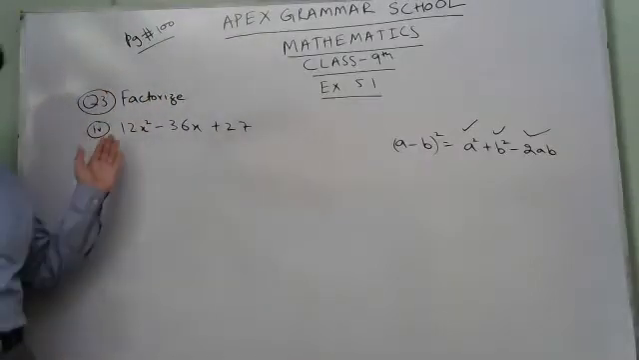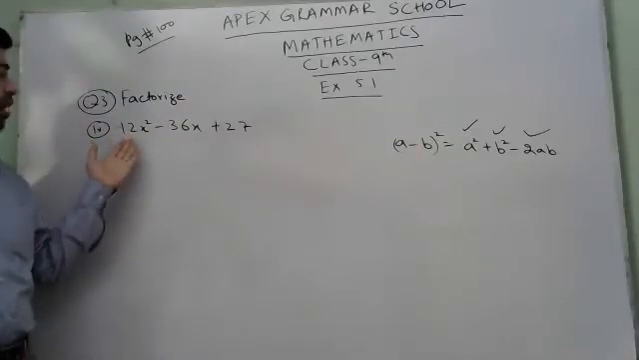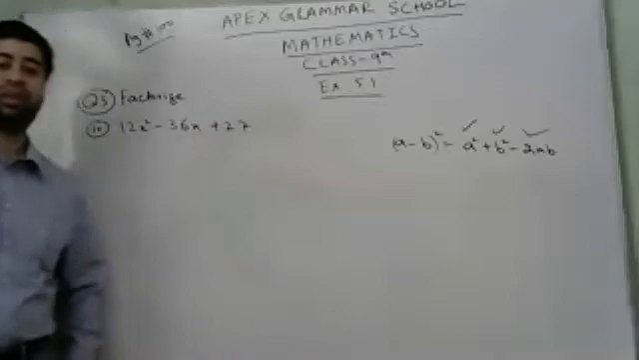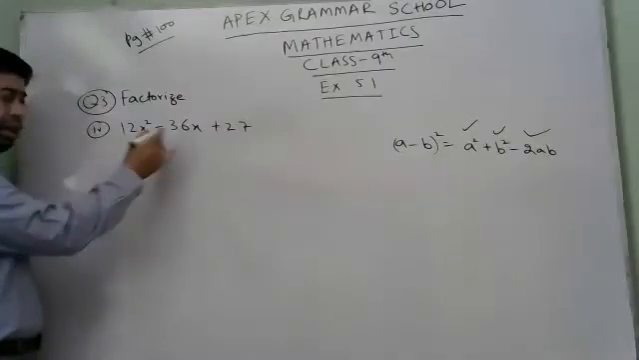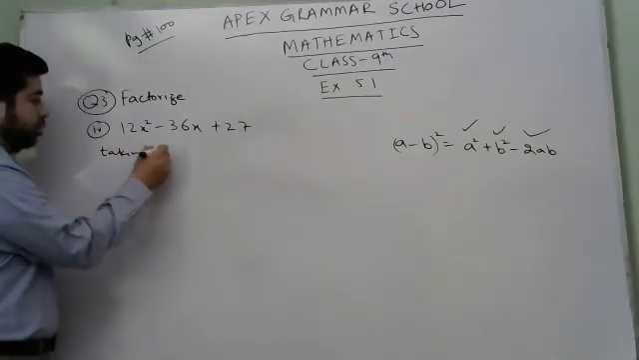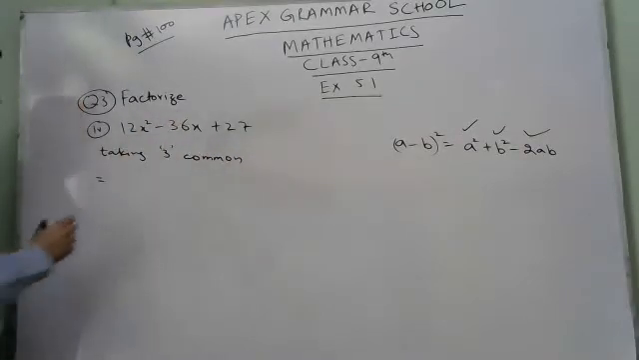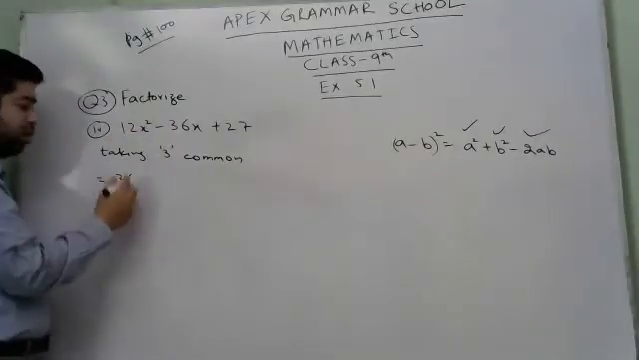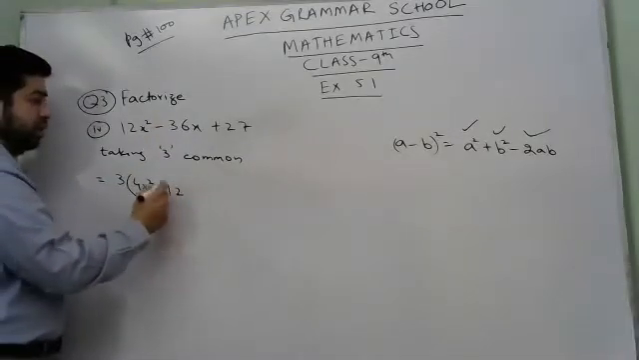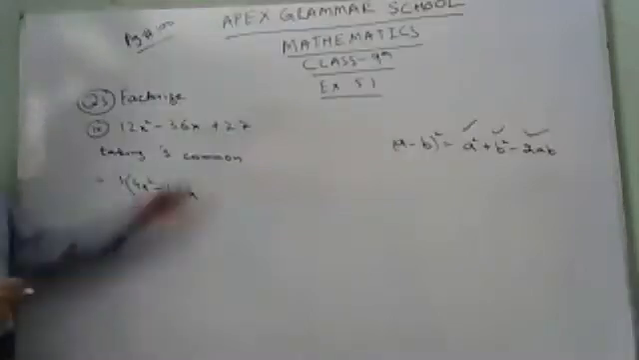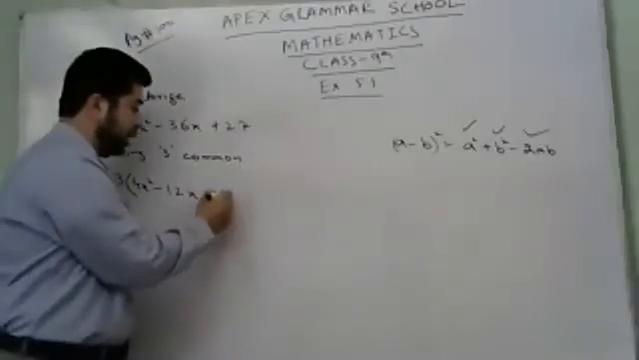If anything is common, you have to take it common. So in this expression, you can see this is 12x squared, this is minus 36x, plus this is 27. What is common here? You can see that 3 is common, so taking 3 common, this becomes 3 fours are 12, so 4x squared, minus 3 twelves are 36, so 12x. After that, positive sign. 3 nines are 27, so 9.